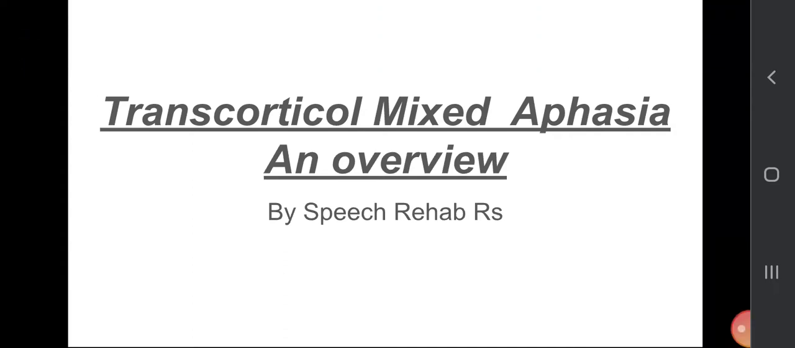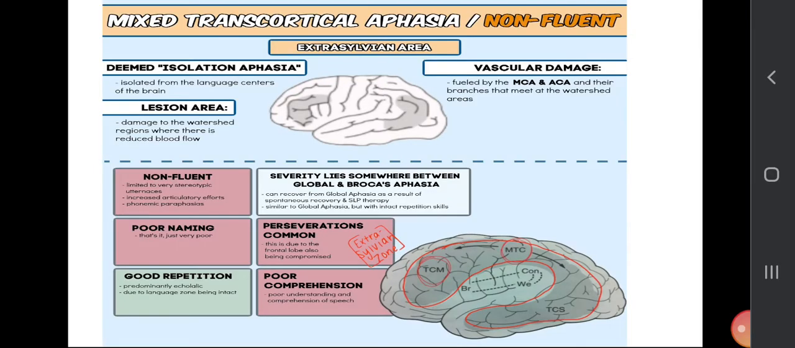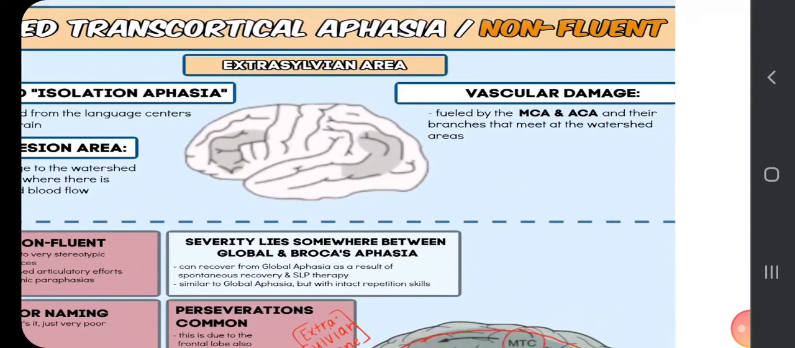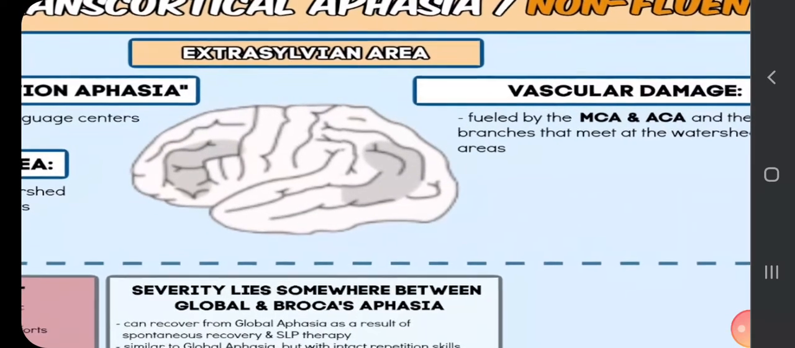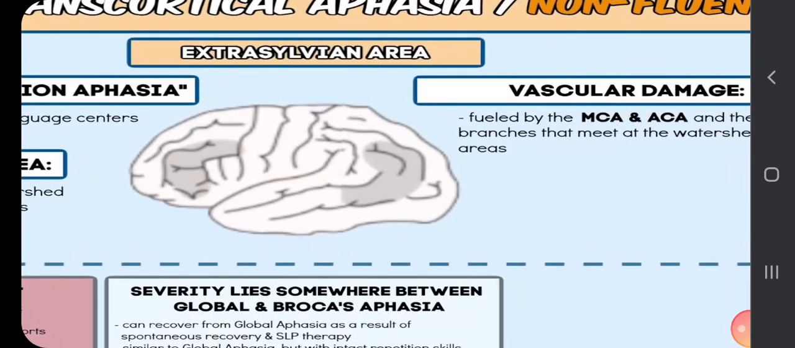Again with another lecture that is about transcortical mixed aphasia and overview. Well, transcortical mixed aphasia is also a type of aphasia that falls into the category of nonfluent type. And in this aphasia, the lesion is in the extrasylvian area.